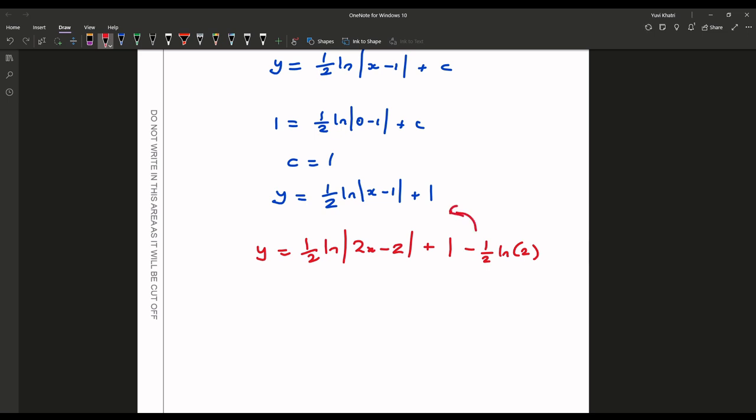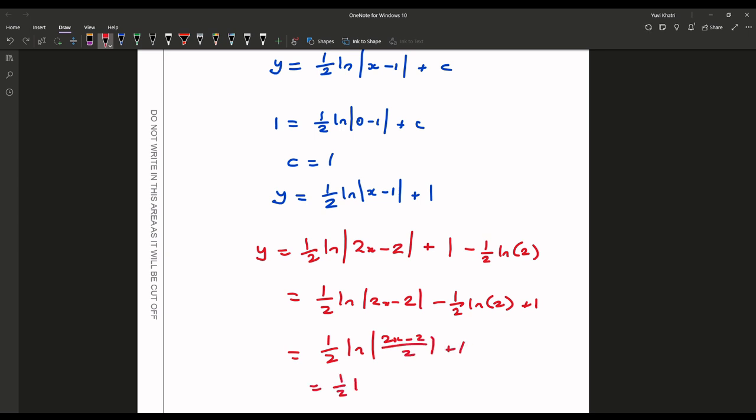Now note that these two are the same thing. It's just that this is easier to read, and I can show you why they're the same. Because this is the same as a half ln of 2x take 2 take a half ln of 2 plus 1. And remember, we can divide these things now because of the log laws. So we get a half ln of 2x take 2 over 2 plus 1, which is a half ln of x take 1 plus 1. So they're really both correct. You get full marks for putting either answer.